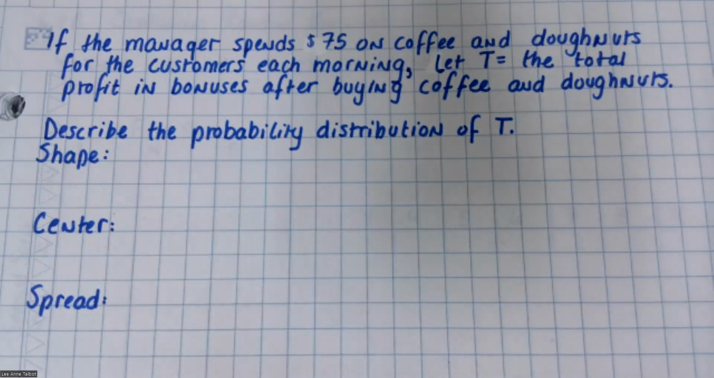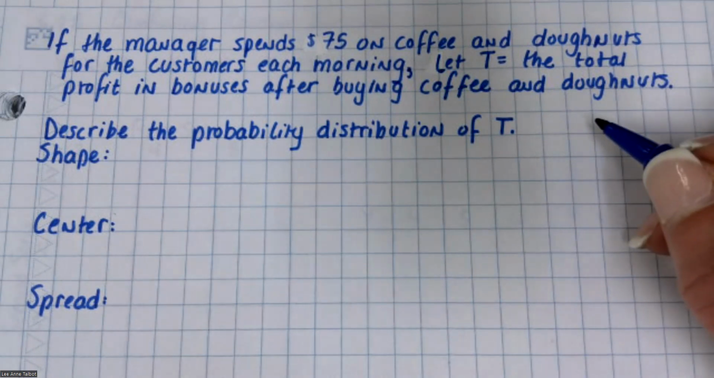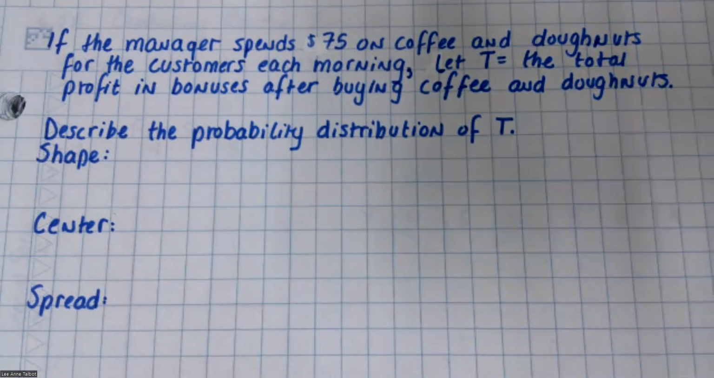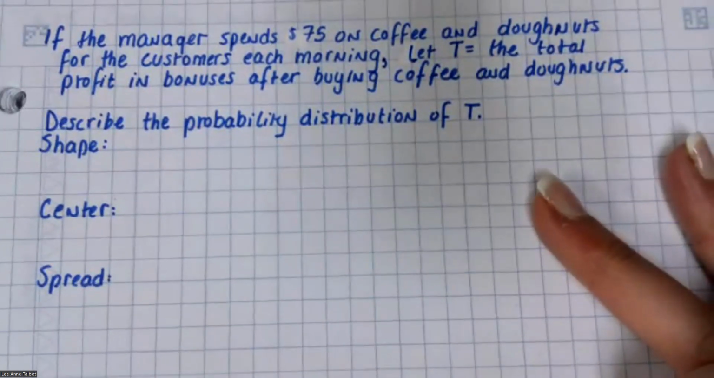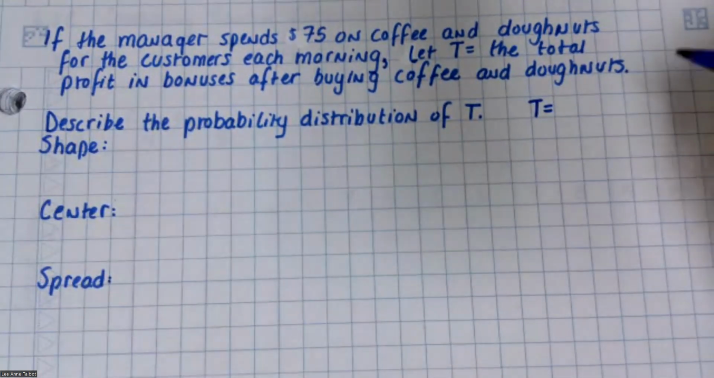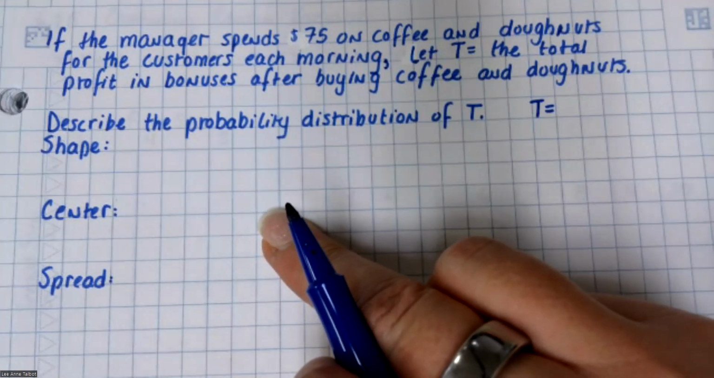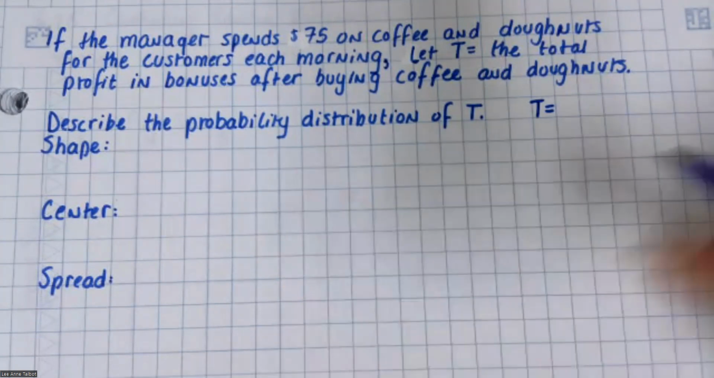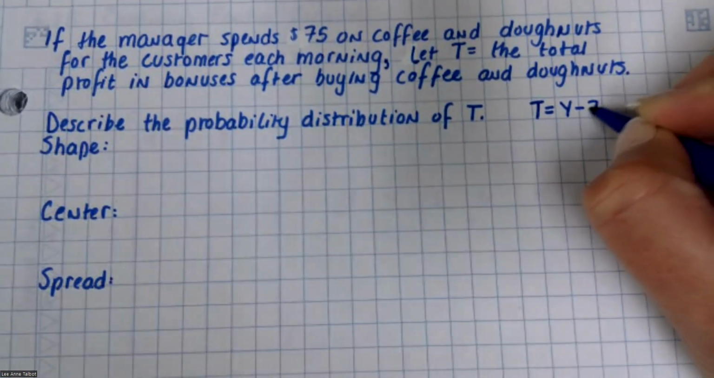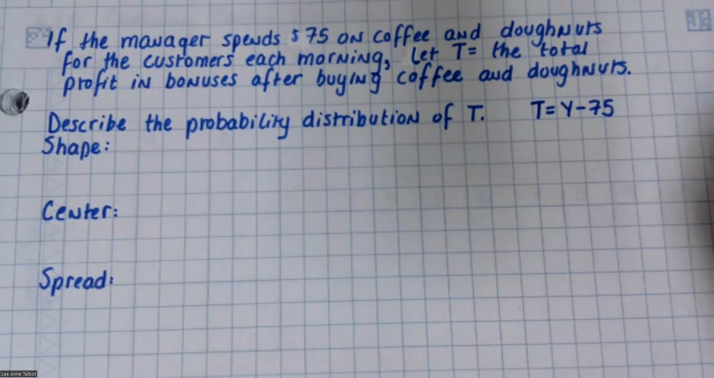Let T equal the total profit in bonuses after buying coffee and donuts. Here's my question: what is the equation for T? T equals profit after buying coffee and donuts, so profit and bonuses. The correct answer is Y minus 75.